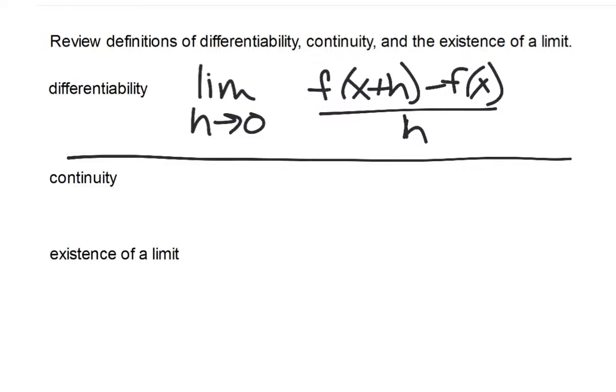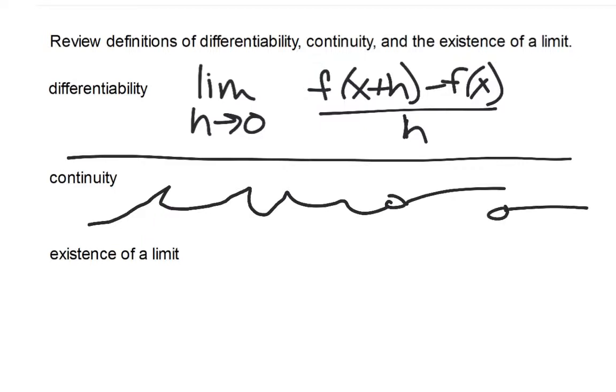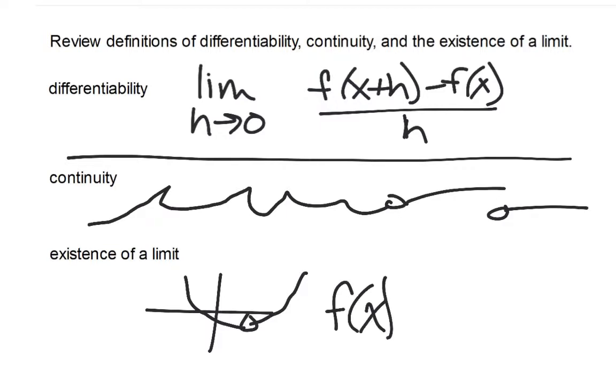Now continuity is a little different. A function is continuous if we can draw it without picking up a pencil. If we have to pick it up, then it's discontinuous. But that doesn't mean that it has a derivative everywhere. The existence of a limit is when, if we graphed a function, both sides are going into the same number. Remember that f of that number doesn't have to exist, but the limit from both sides has to be going in. So three similar things that we're talking about, but not quite the same. They can be the same though.